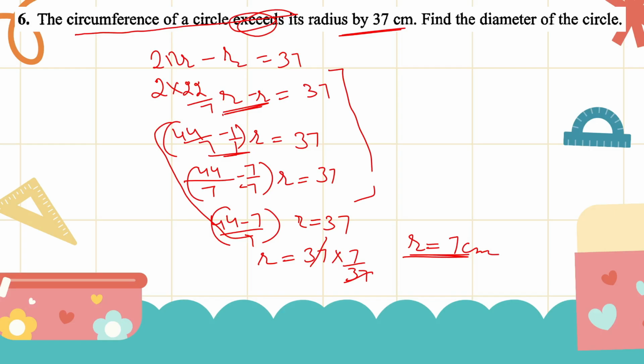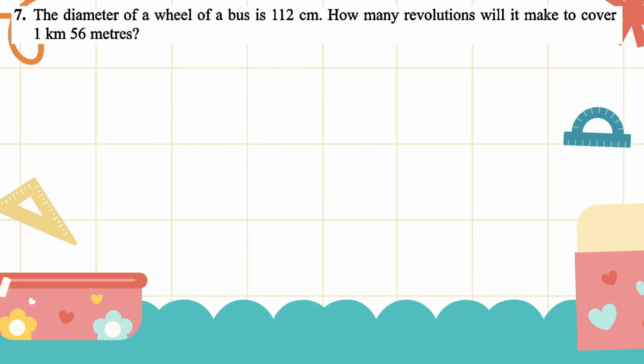Okay, so now we are moving to the next slide, and here comes our seventh sum. Seventh sum, what is given? The diameter, what is the statement? Firstly we will write: diameter of a wheel of a bus is 112 centimeters. How many revolutions, meaning how many circles, how many turns will it take to cover a distance that is given as 1 kilometer 56 meters. Higher quantity is in meters and the diameter of the wheel is in centimeters.